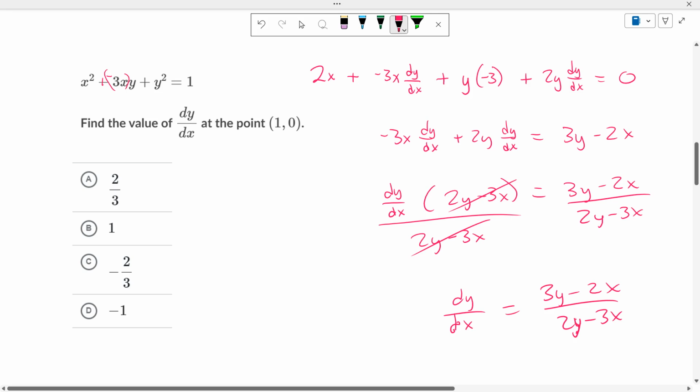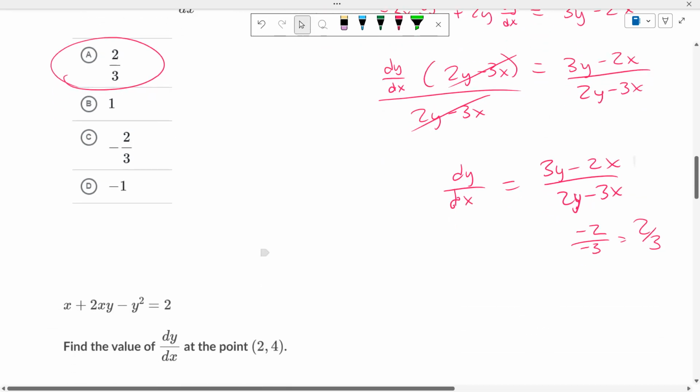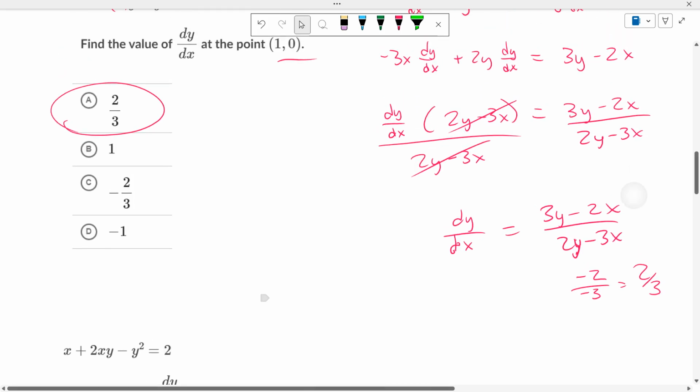you just solve for dy/dx. Then you put (1, 0) in. 1 in for your x's, 0 in for your y's. So it's 0 minus 2, which is negative 2, over 0 minus 3, which is negative 3, which gives us a slope of 2/3. So the slope at (1, 0) will be 2/3 on that function. We good?